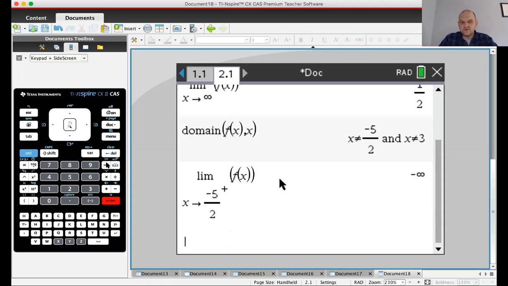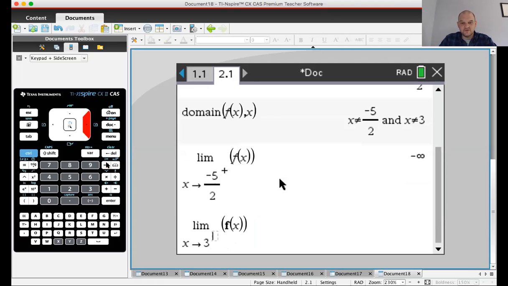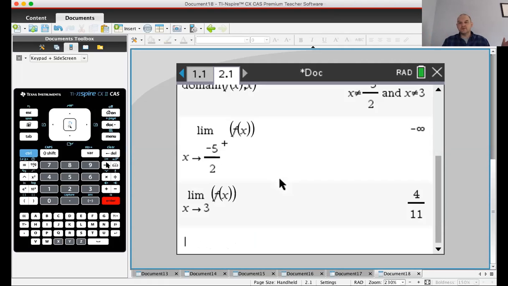And then to check the other one, what I could do is I'm just going to check the limit as x approaches 3. It should give me, it doesn't matter which side because I'm pretty sure the limit exists. It should give me 4/11. And it does because there's a removable discontinuity there. All right, so we nailed it.